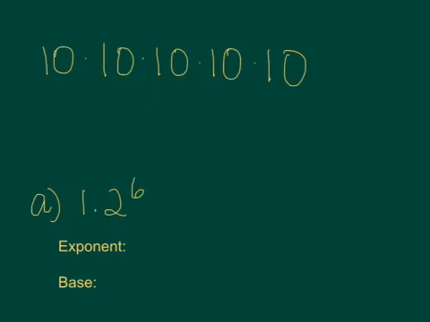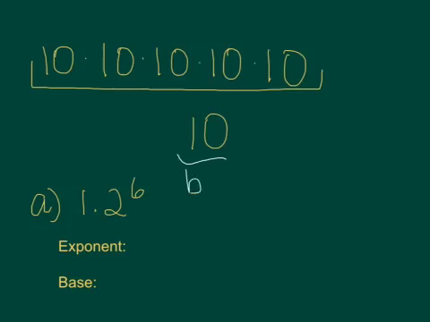Okay, so in our first example, we have 10 times 10 times 10 times 10 times 10. We are going to rewrite this repeated multiplication in exponential notation. So what does that mean? Well, what is the number that we are multiplying? The number that we are multiplying is 10. This is what we call our base.